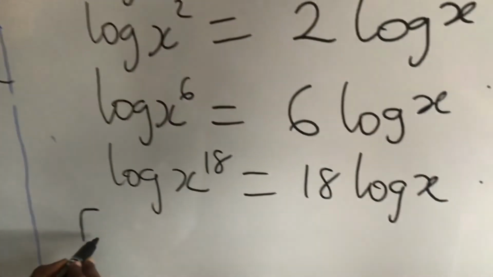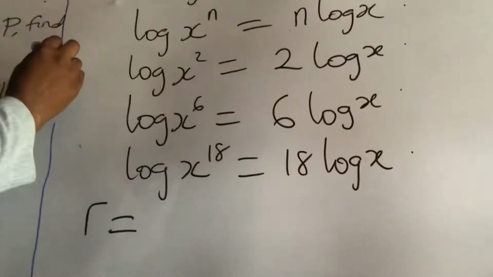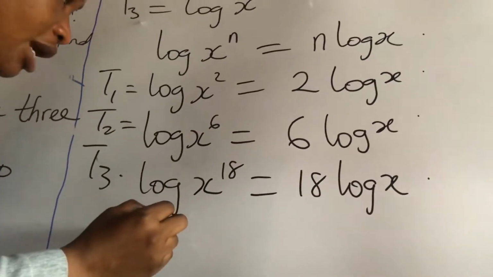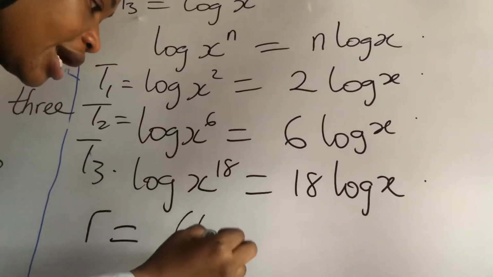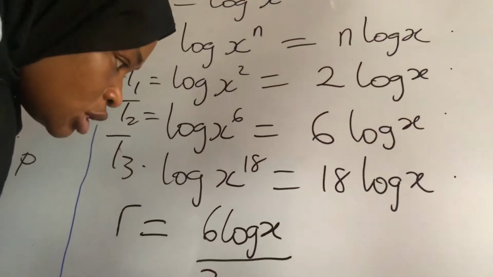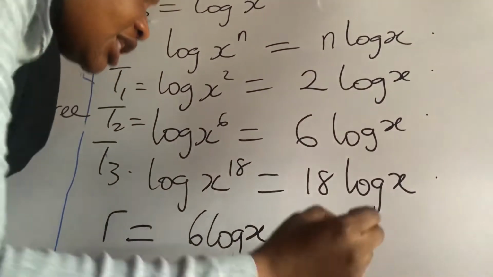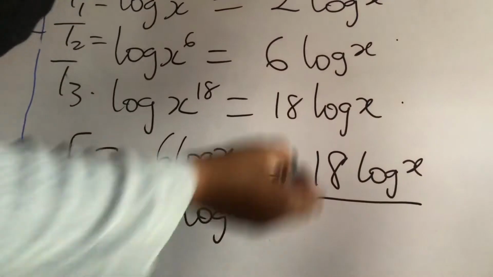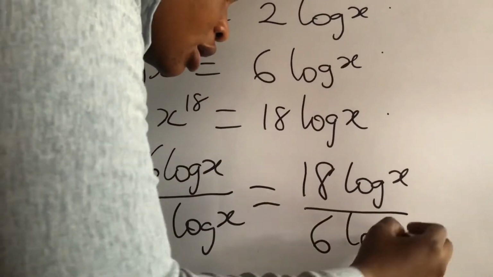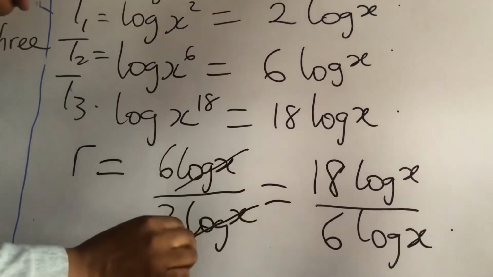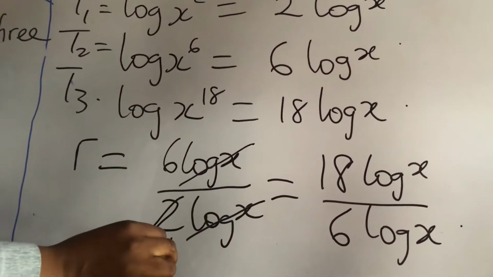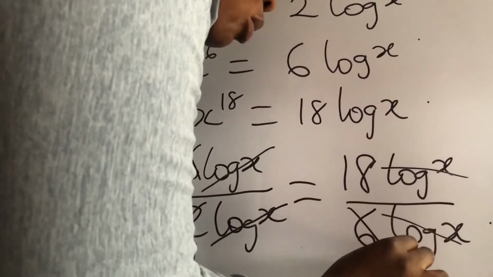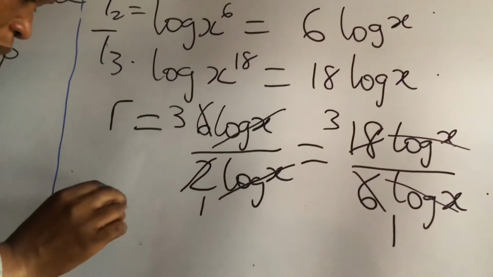So here we can now say that our common ratio will be equal to this: the first term here, the second term here, and the third term here. The second term, which is 6 log x, divided by the first term, which is 2 log x, is the same thing as the third term, which is 18 multiplied by log of x, divided by the second term, 6 log x. As usual, log x cancels log x, and how many 2 can we get in 2? 1. How many 2 can we get in 6? 3. And log x cancels log x, 6 here 1, 6 here 3. So the common ratio is equal to 3.